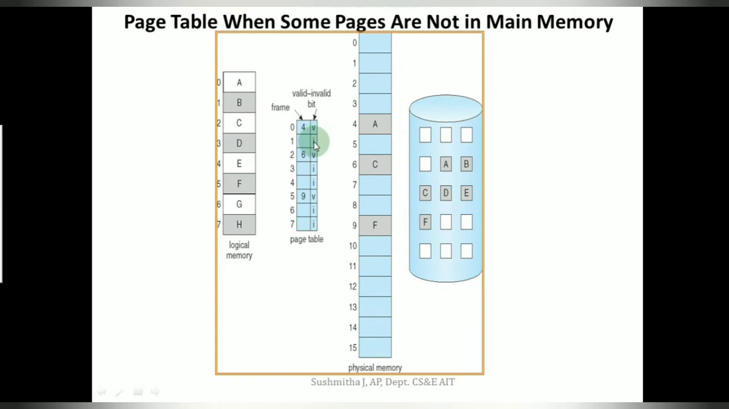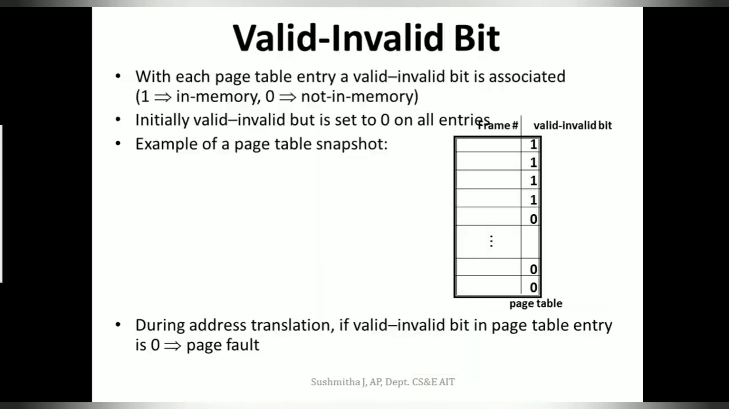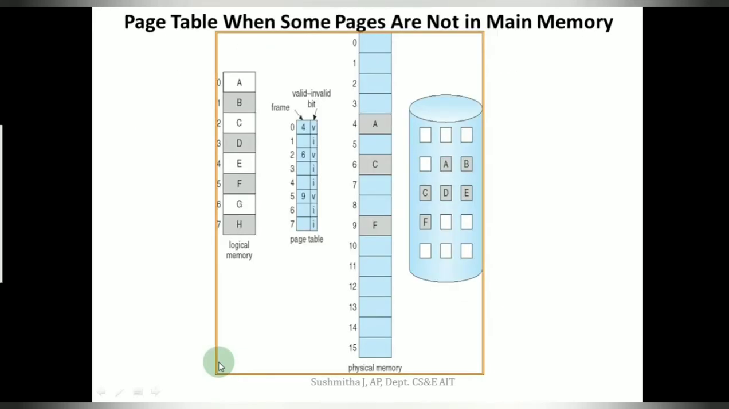When a page is required and the page is not present in the main memory, we call it a page fault. So during the address translation, if the valid and invalid bit is set to 0 and if that page is required, then we are faulting, and that is your page fault. We will see further what a page fault is and how we could be resolving the same.